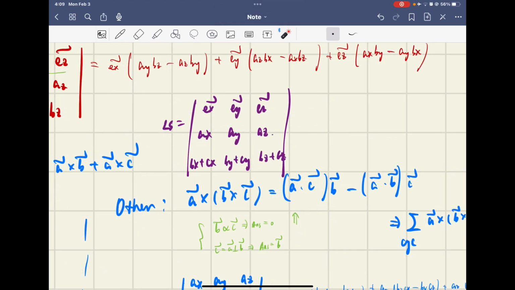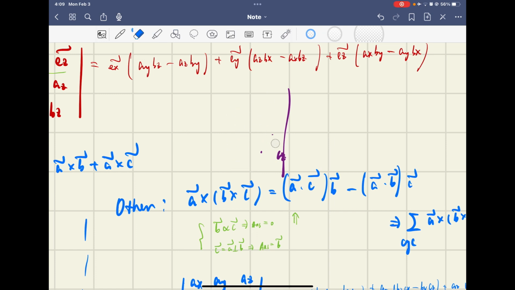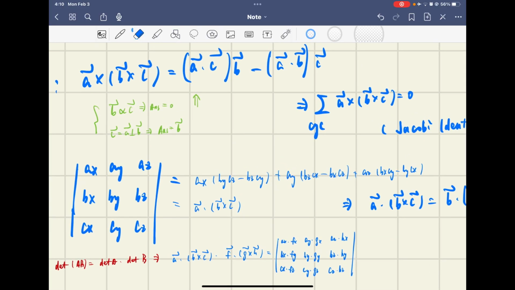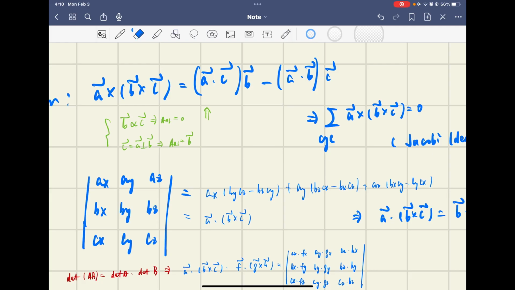Okay, now we will move on to other properties of the cross product. As you can see here, the cross product is harder than the dot product. So what we want to do is break down the cross product into the dot product, and that can make the problem much easier. That's why we came up with the first property. Now I want to move on to the other properties of the cross product. Since cross product is harder than dot product, we want to transform cross product into dot product.